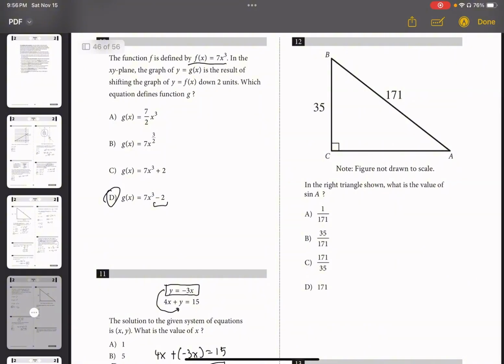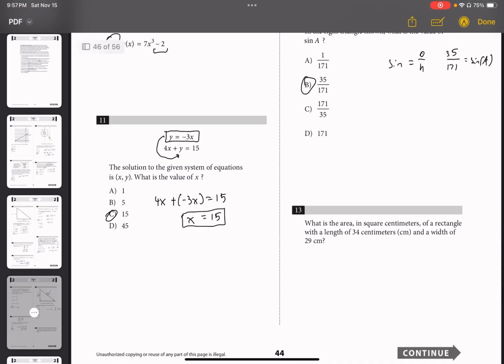Question 12. In the right triangle shown, what is the value of sine of A? So sine of A, we're looking at this angle here. Sine is equal to opposite over hypotenuse. So this is our opposite, and this is our hypotenuse. So we have 35 over 171 is going to be equal to sine of A, which is option B.